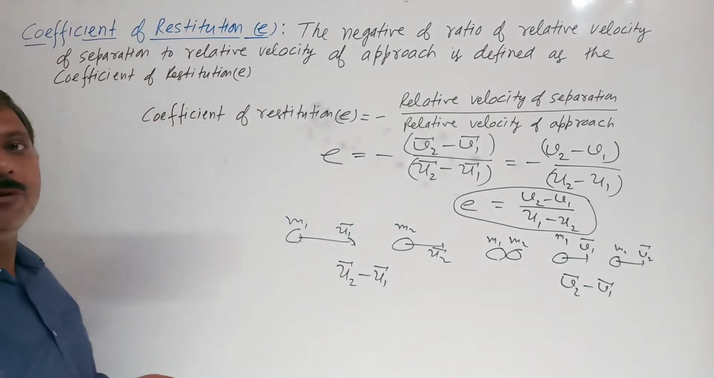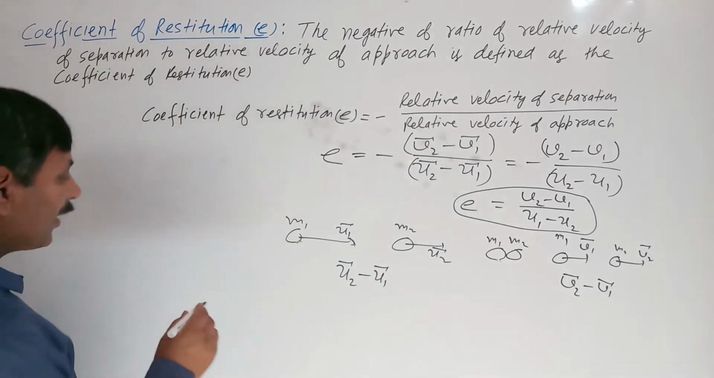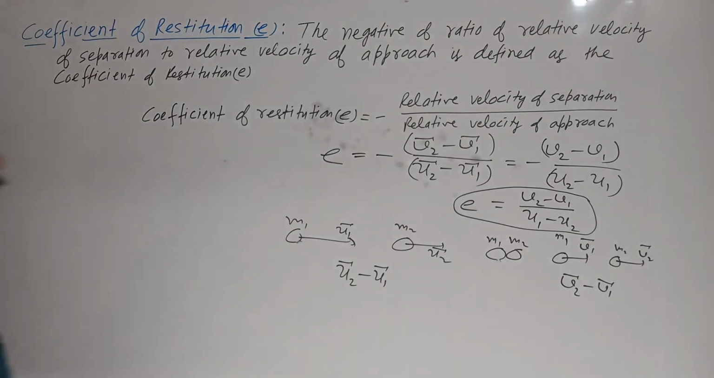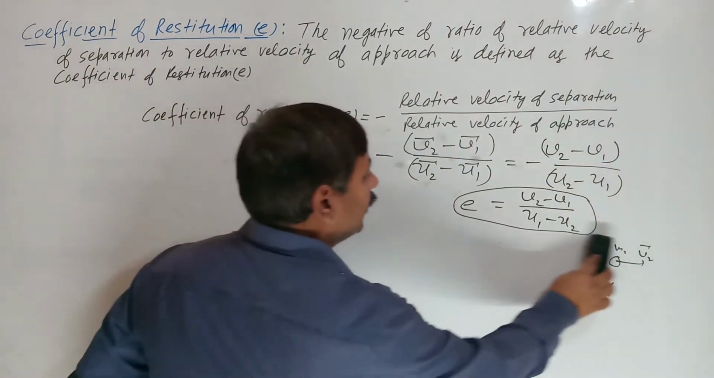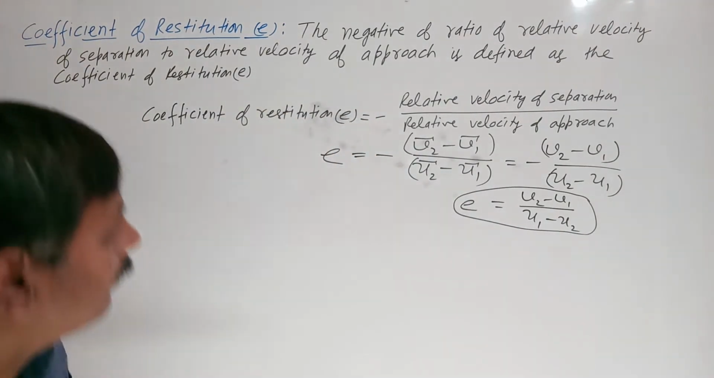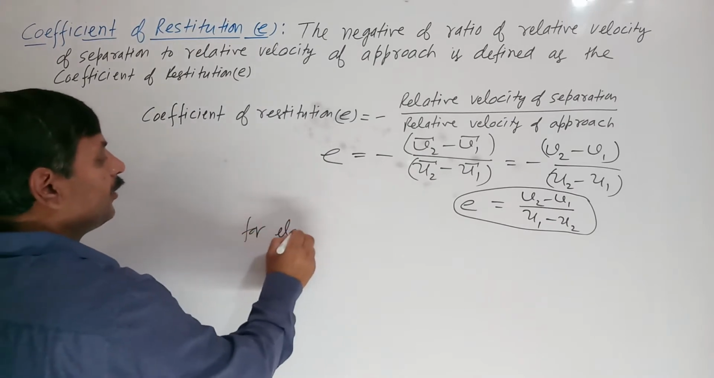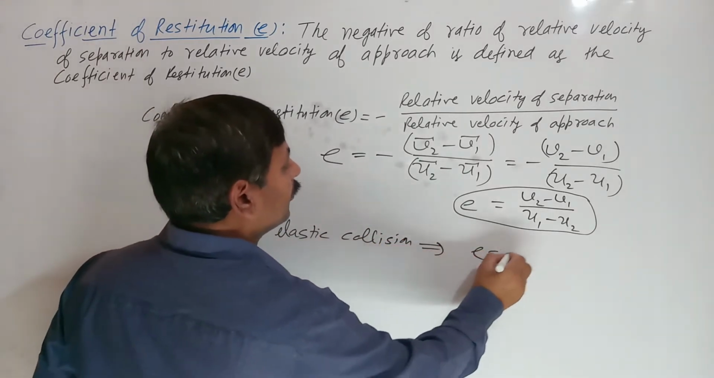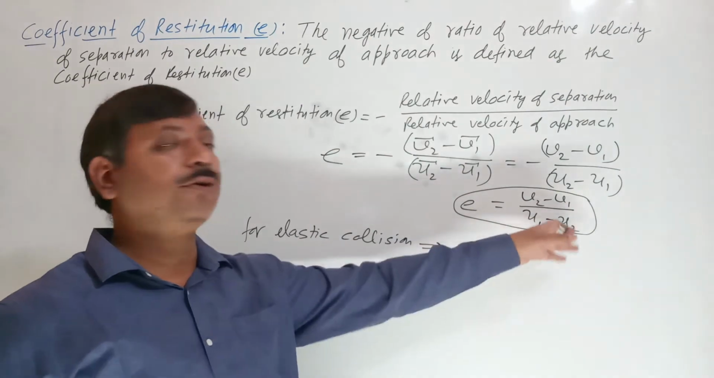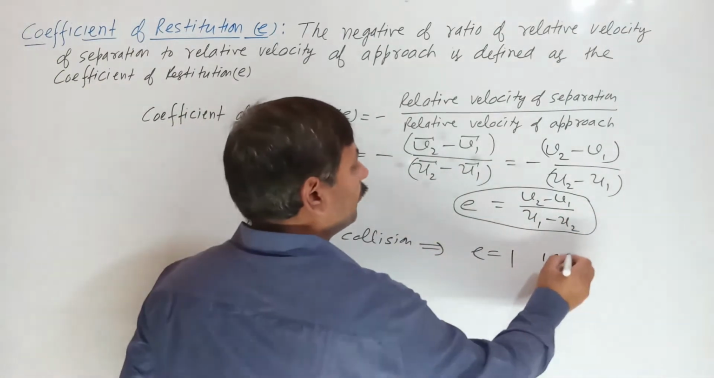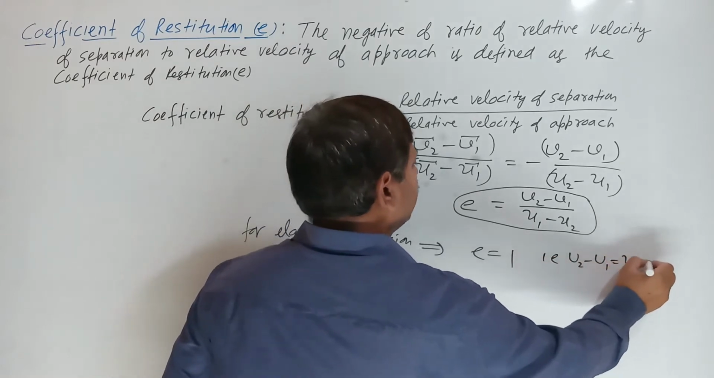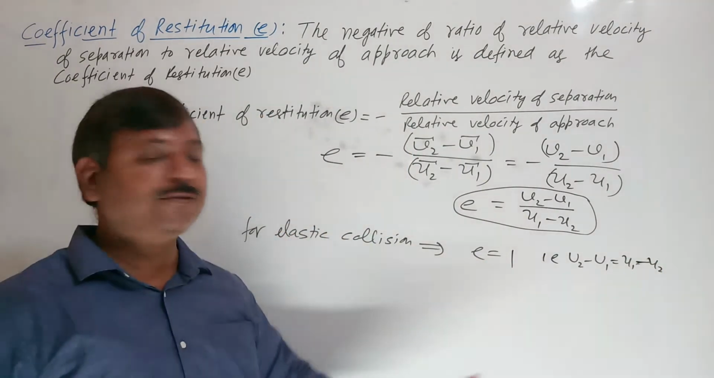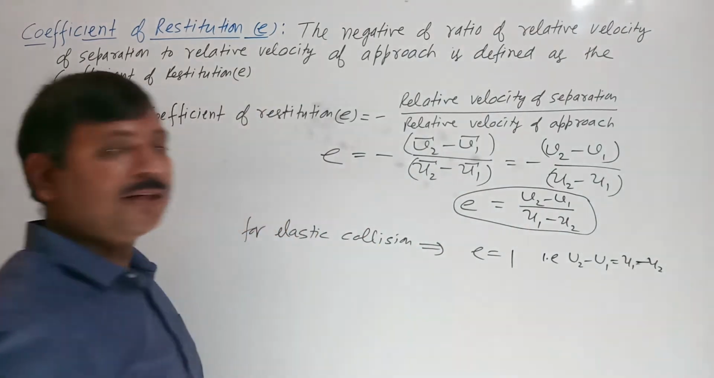See here, when we are talking about elastic collision, what happens? For elastic collision e is equal to 1. Relative velocity of approach is equal to relative velocity of separation. For elastic collision, because v2 minus v1 is equal to u1 minus u2, the coefficient of restitution is 1. This is for elastic collision.